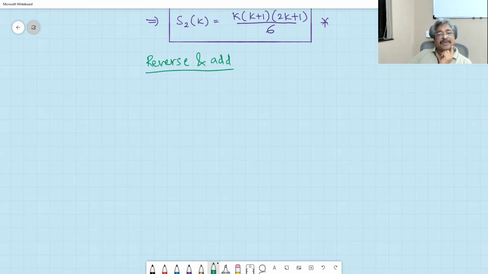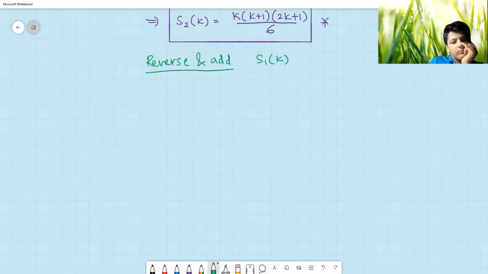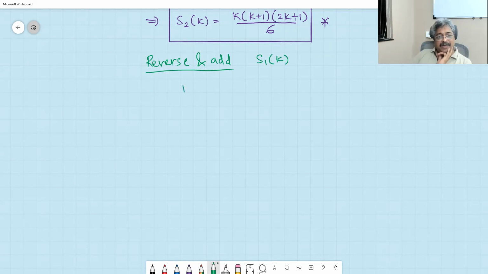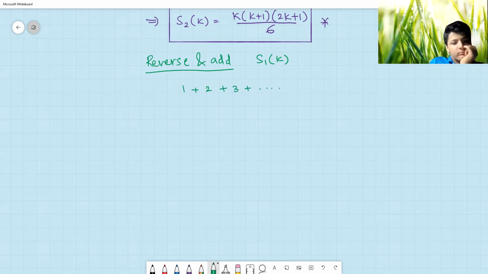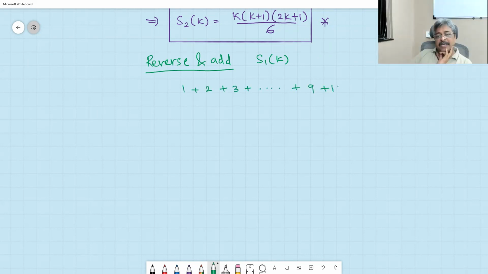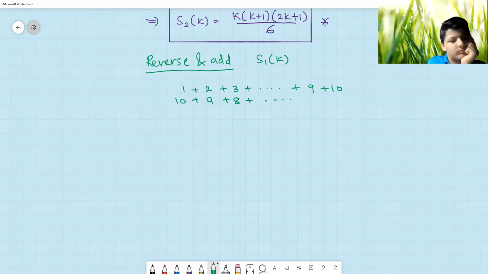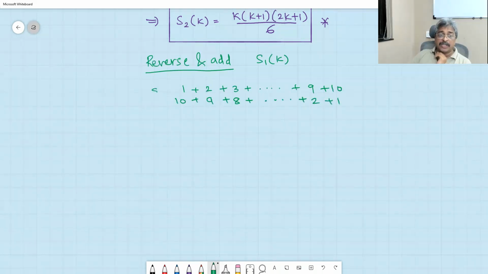gives us S1 of k. What is happening there? 1 plus 2 plus 3 plus dot dot dot plus 9 plus 10 makes it 10 plus 9 plus 8 plus dot dot dot plus 2 plus 1. And what is so good about this trick is that, because addition is commutative, that is the skeleton behind this trick. The addition is commutative.